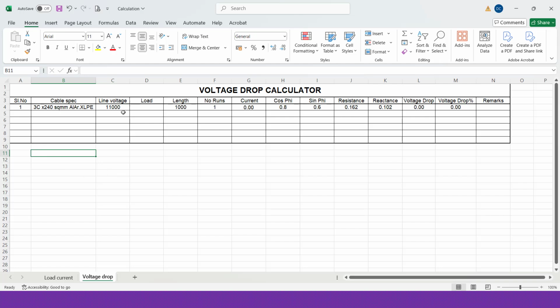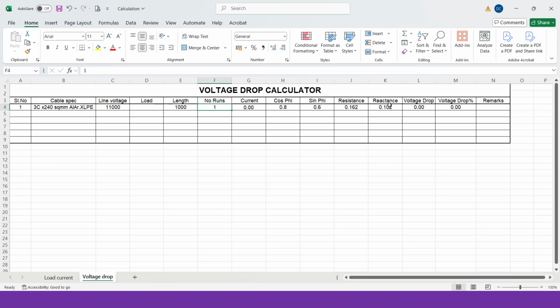In that Excel sheet, we have to enter the line voltage. Line voltage is 11 kV. Load we have to enter. Length of the cable: what is the length of the 11 kV cable? I am assuming the length is 1000 meter or 1 kilometer. Number of run is 1.